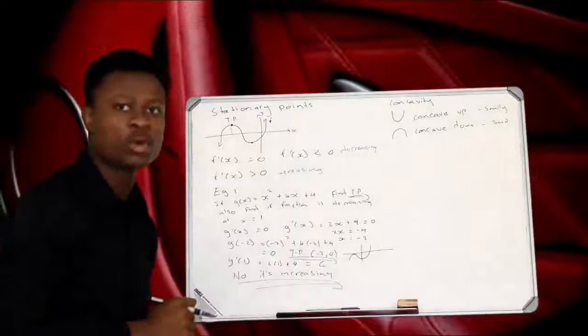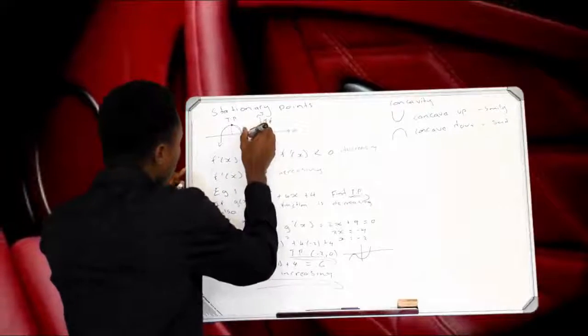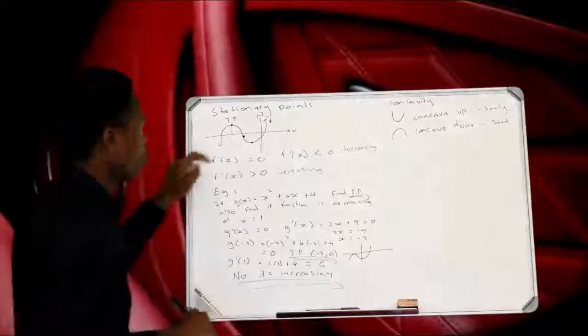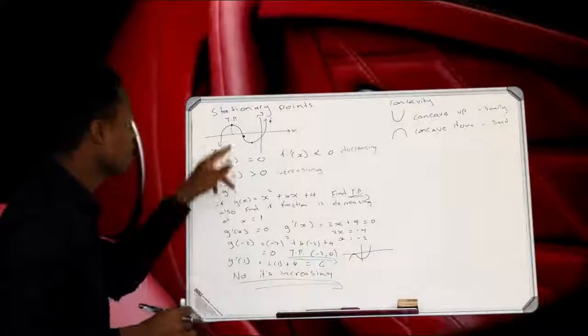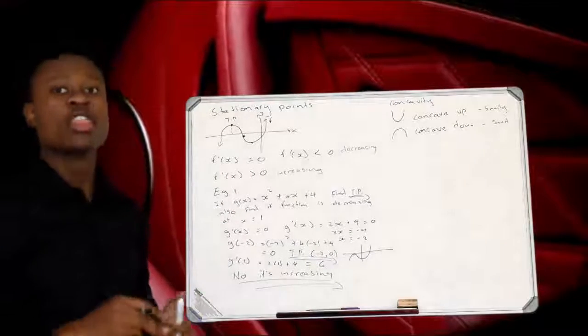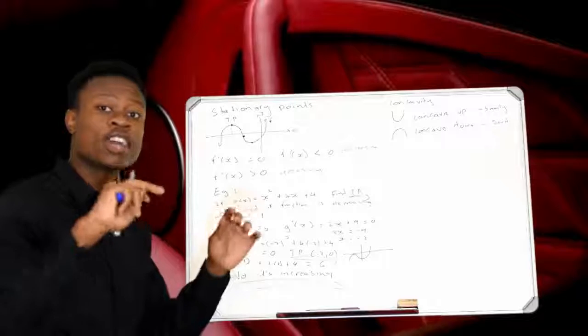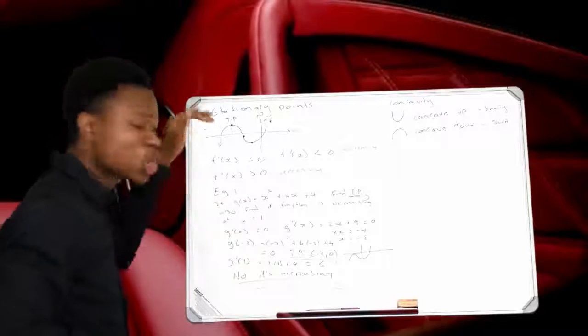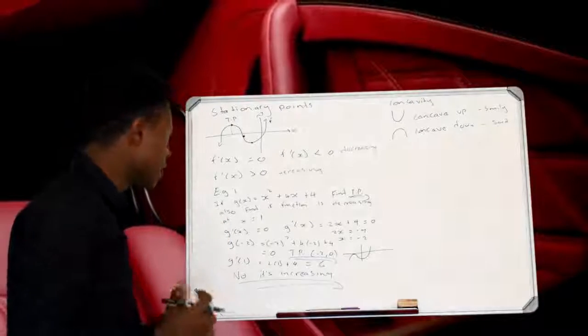There is a point where it changes, right? So let's say, for example, that point is here, where it changes from concave down to concave up. That is the point. What is that point called? That point is called the point of inflection. A point of inflection is a change from concave up to concave down, or, in this case, concave down to concave up. Okay, so that's basically what that is.